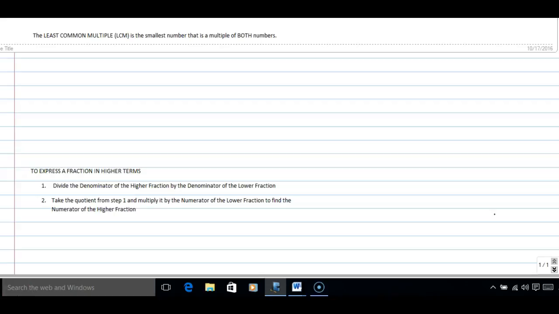Before we look at adding or subtracting fractions with unlike denominators, there are 2 prerequisite skills that we need to talk about. One is the least common multiple. The least common multiple is the smallest number that is a multiple of both numbers. For example, suppose I ask you to find the LCM of 9 and 12.